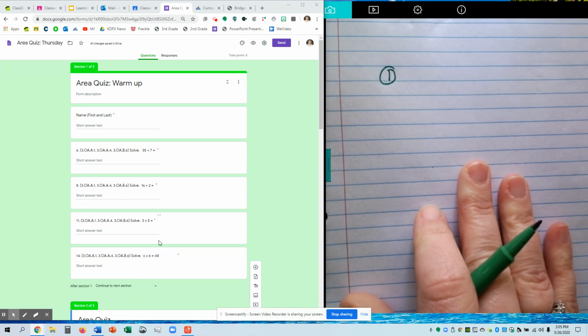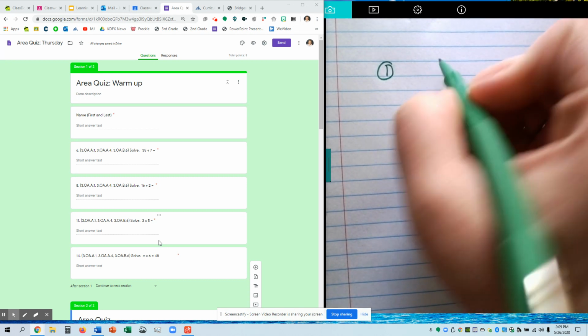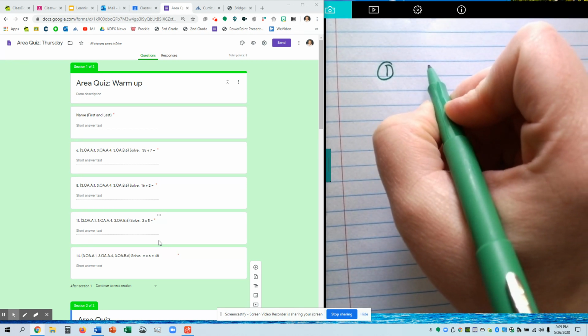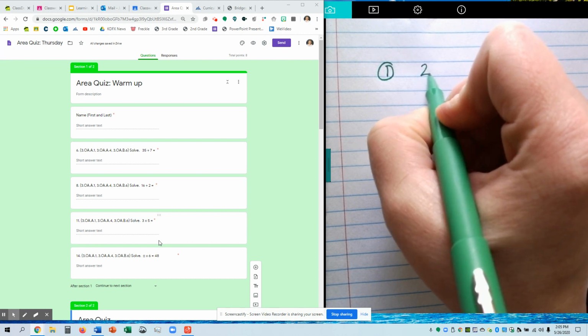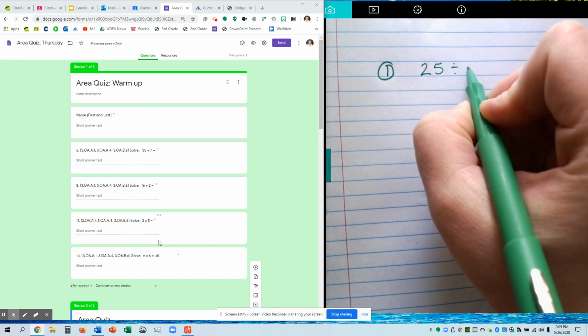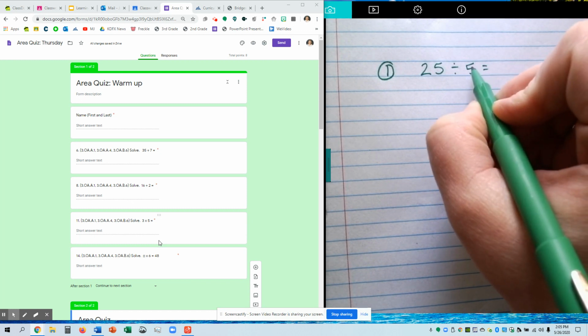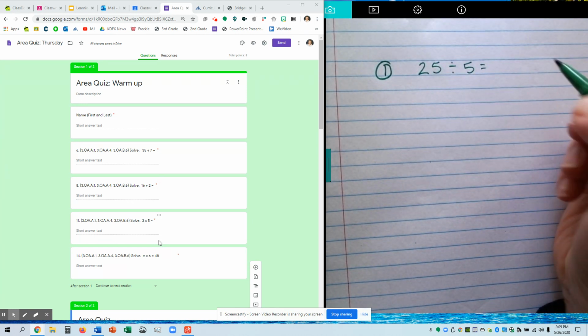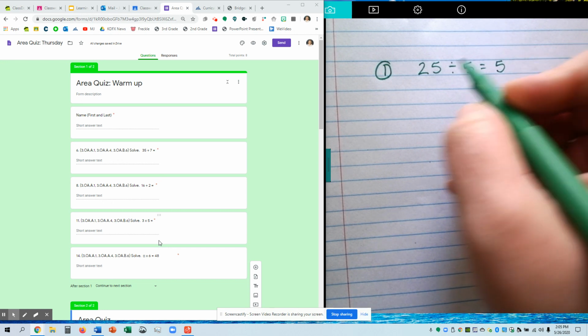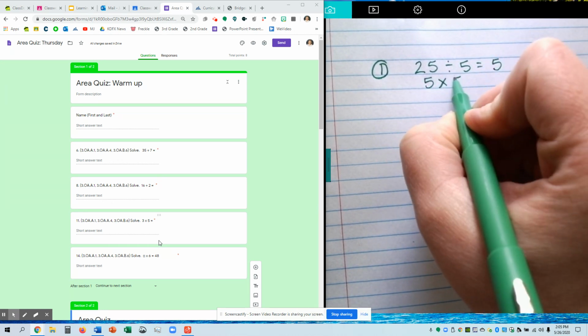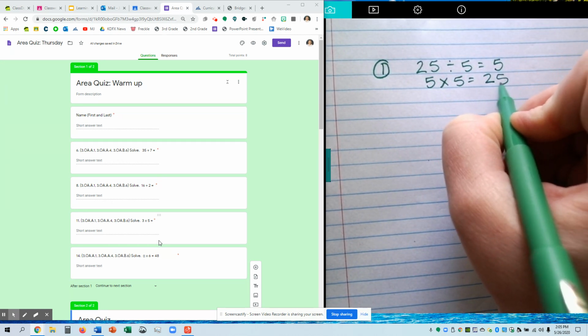So for number 1, the first one you see is 35 divided by 7. So how about 25 divided by 5? We just have to think about how many 5s can we make out of 25? And the answer would be 5. We know that 5 times 5 is equal to 25.